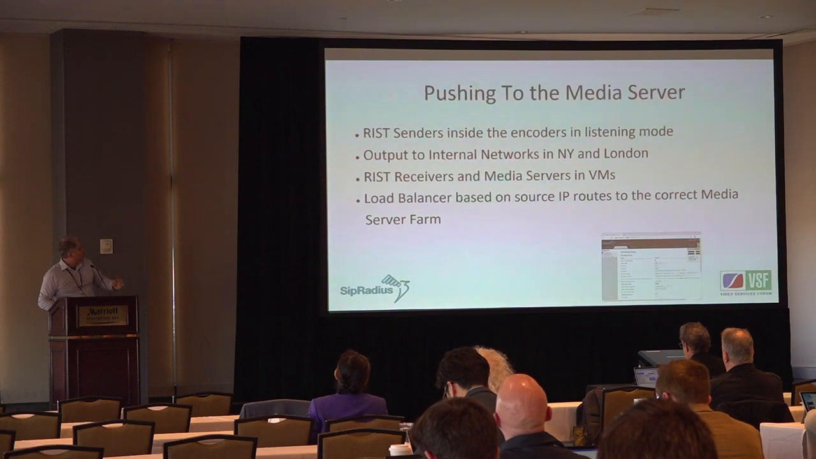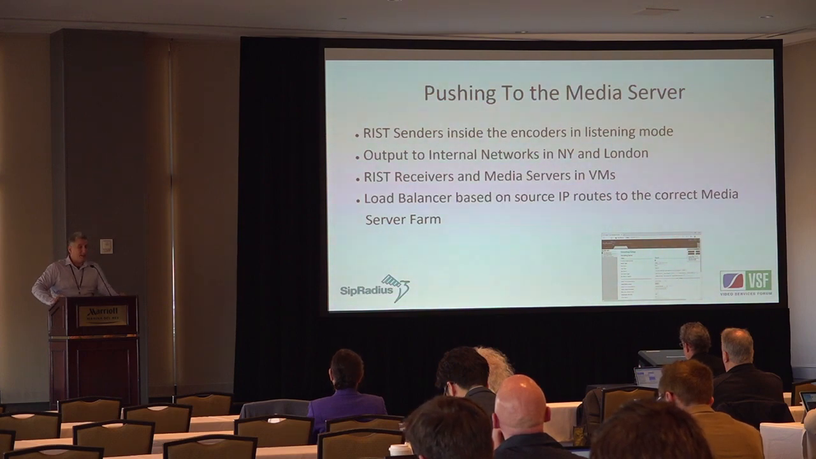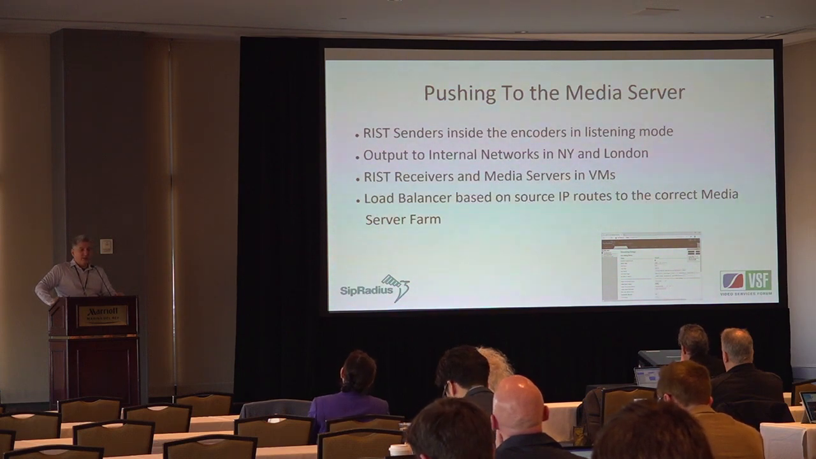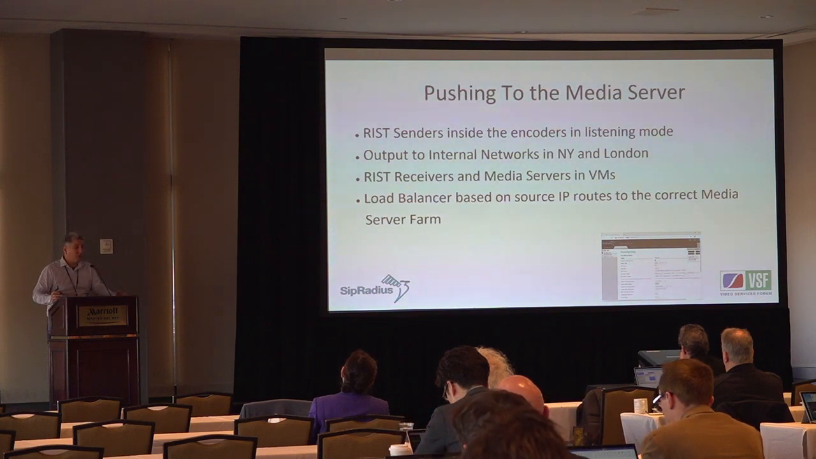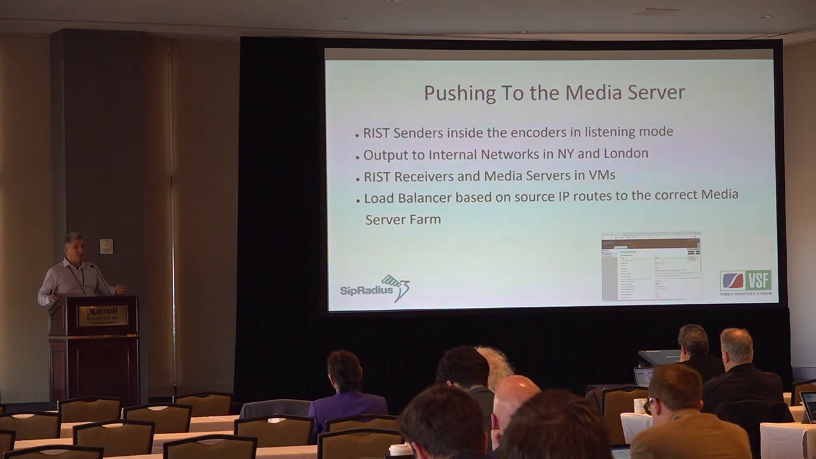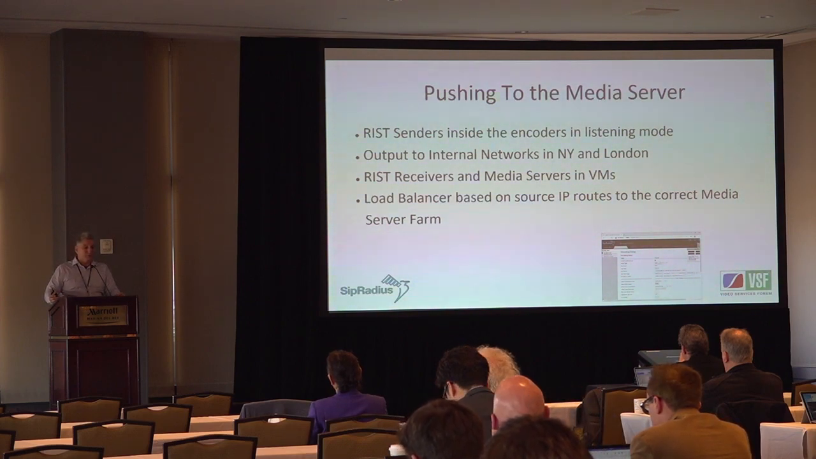Okay, next, pushing to the media server. The first step was the encoder. Next step, we're going to push the data to the media servers. How do we do this? We put the RIST senders, like we already talked about, inside the encoders in listening mode. And then that basically outputs to the local networks. It's available in the local networks as a public IP or an IP that we can reach in the New York and London bureaus.